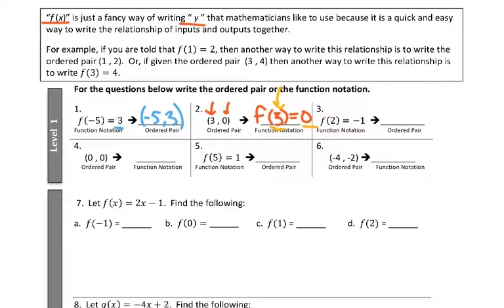So for question 3, f of 2 equals negative 1 is the exact same as saying, hey, our x value is 2, our y value is negative 1. For 0, 0, well, that's the same as f of 0 equals 0. Then for question 5, f of 5 equals 1 means that we've got an x value of 5 and a y value of 1. Then the ordered pair negative 4, negative 2, we would write as f of negative 4 equals negative 2.